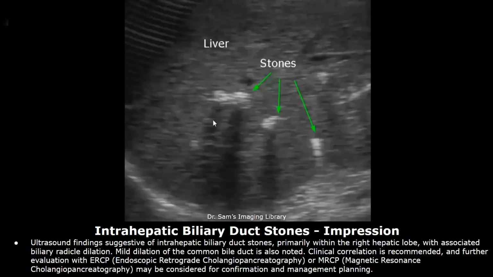This is the impression. Ultrasound findings suggestive of intrahepatic biliary duct stones, primarily within the right hepatic lobe, with associated biliary radical dilation. Mild dilation of the common bile duct is also noted. Clinical correlation is recommended and further evaluation with ERCP or MRCP may be considered for confirmation and management planning.